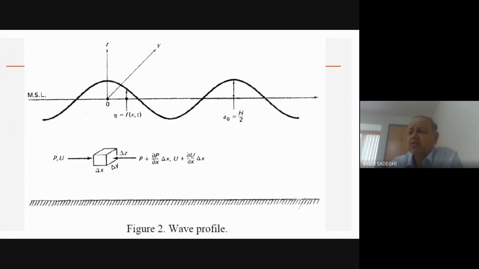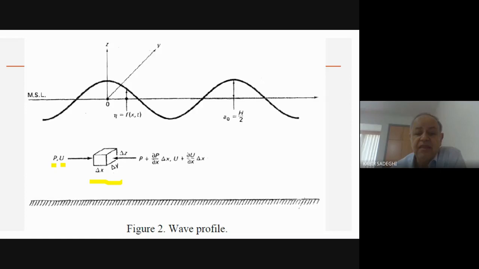In this slide, you will see the profile of a wave. The coordinates x, y, z are shown, and also some parameters like water level, seabed, and other parameters like amplitude. One particle of water is considered. In the particle, as we said, all the motion of the sea is defined by the changes between pressure and velocity. Therefore, on one side, we have pressure and velocity condition one.